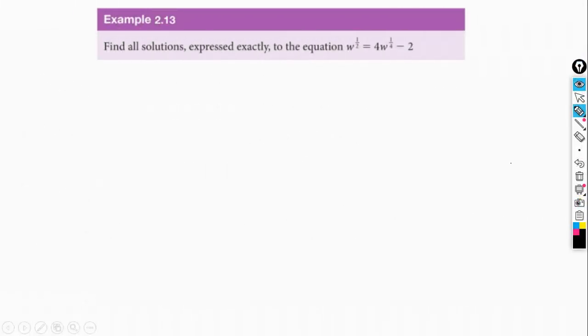We continue with example 2.13. Find all solutions expressed exactly to the equation w to the 1/2 is equal to 4w to the 1/4 minus 2. When they want us to express the solutions exactly, it implies that if you get square roots, they want you to express the solution in square roots, not with decimals. The first thing we can do here is rearrange.